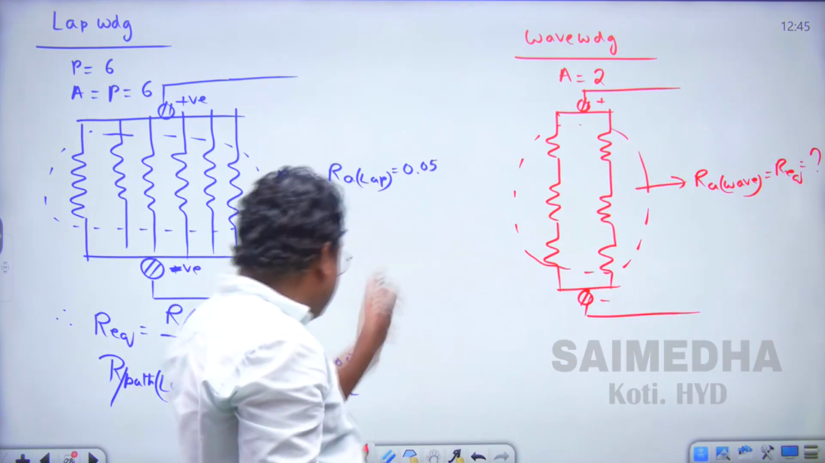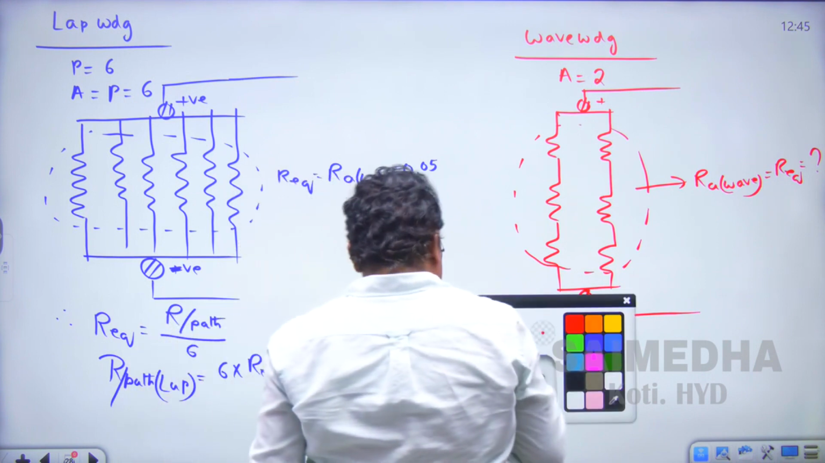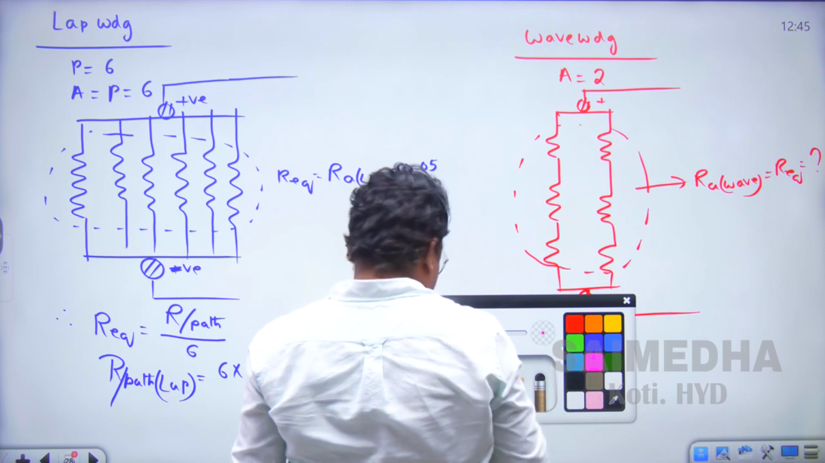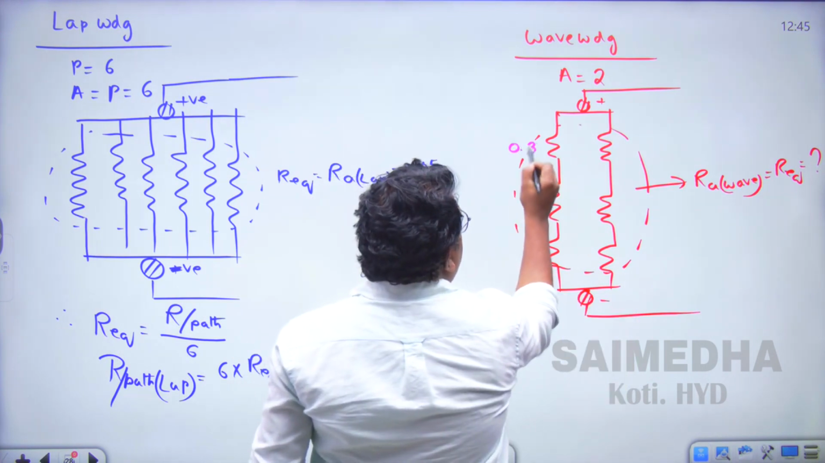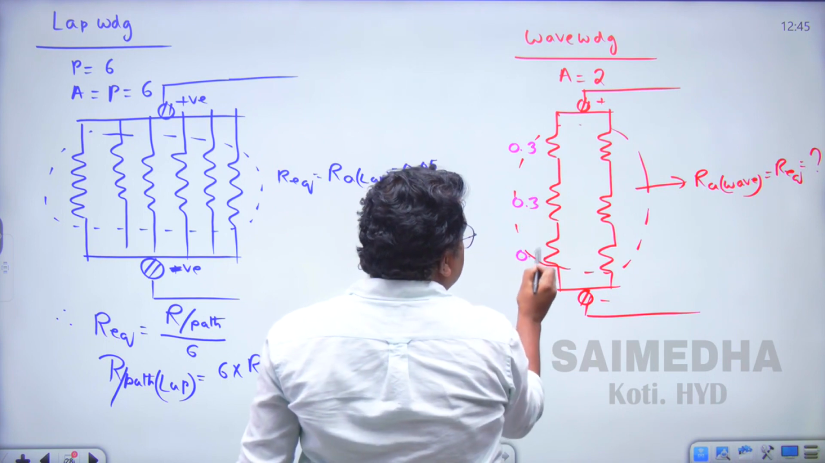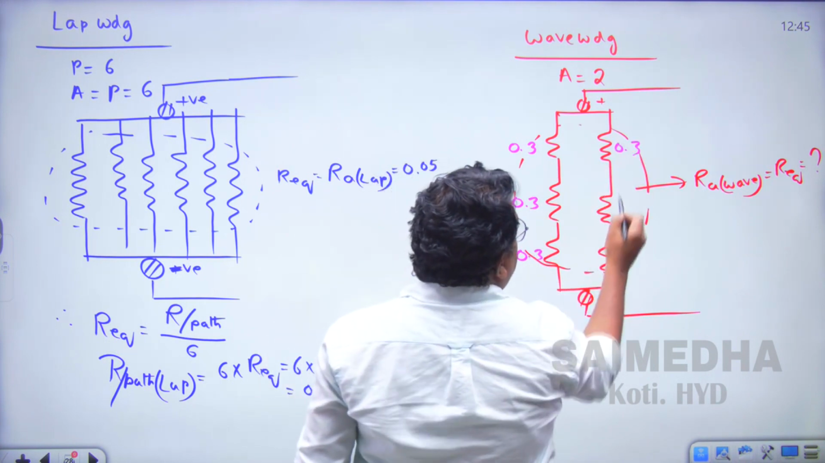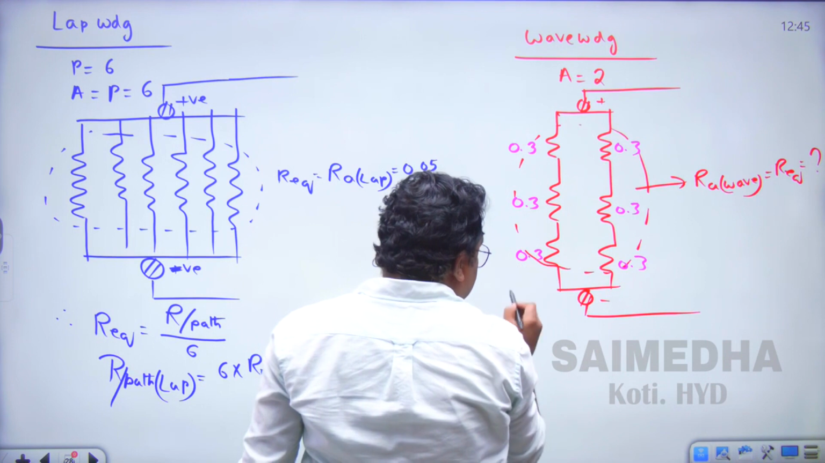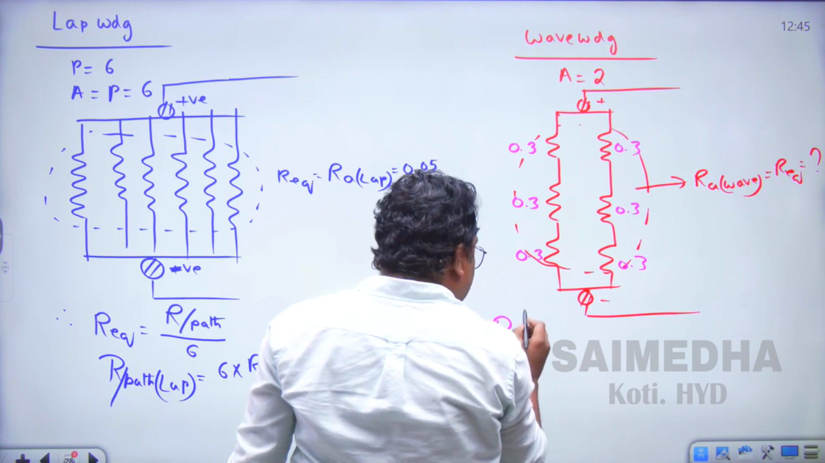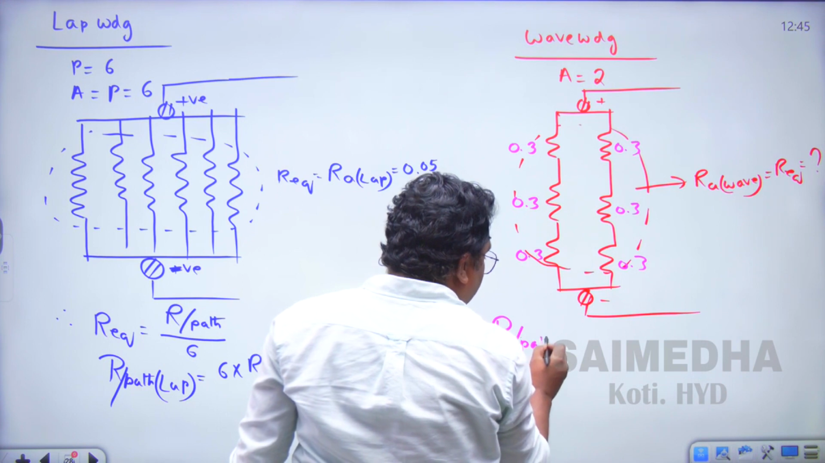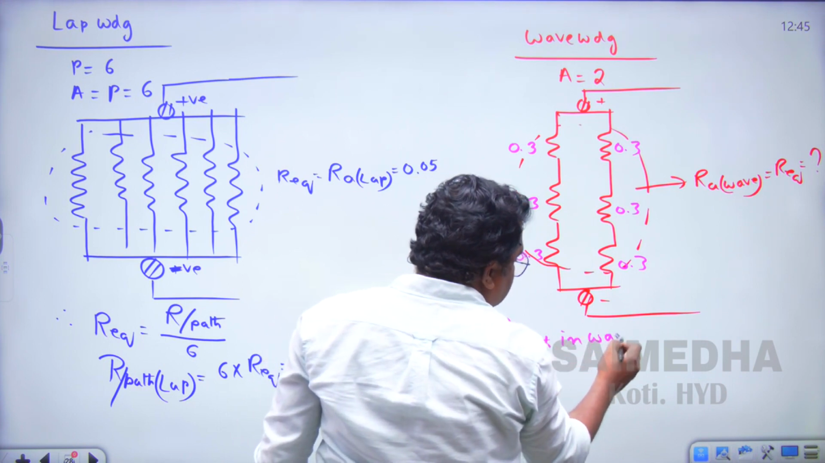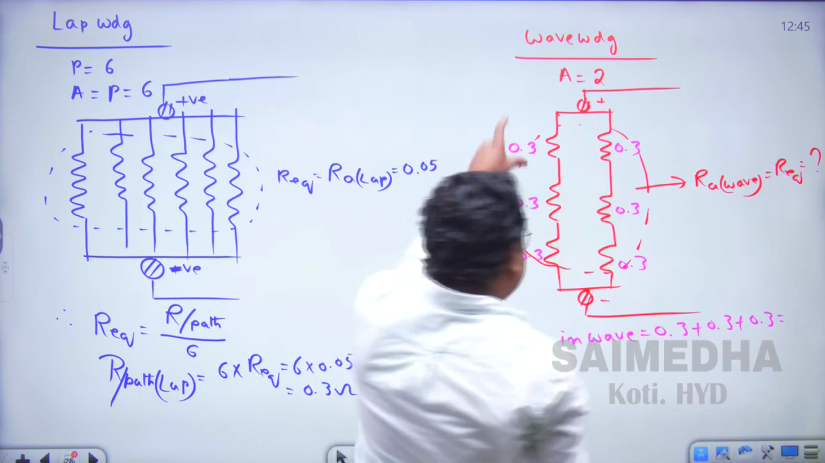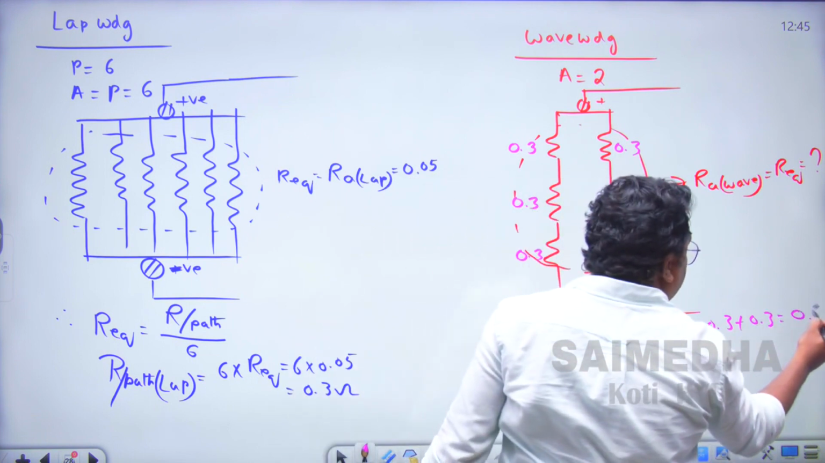So now what is the resistance per path? Here there are 0.3 ohms, 0.3 ohms, and 0.3 ohms. Now this is the total resistance per path in the wave winding. So in wave winding it is equal to 0.3 plus 0.3 plus 0.3, all connected in series. So this value is equal to 0.9.